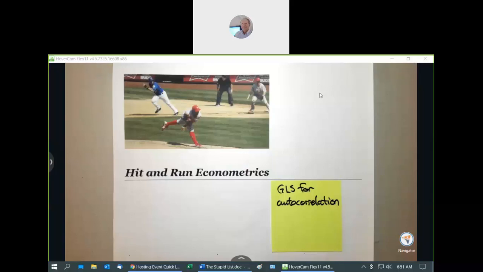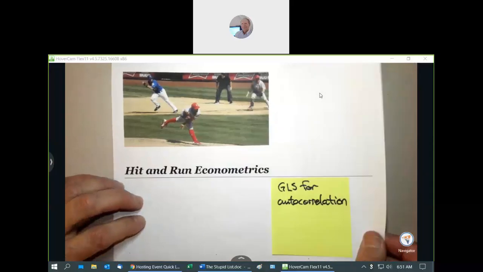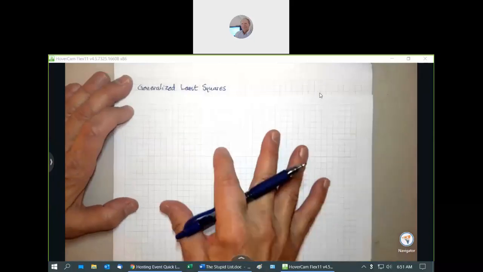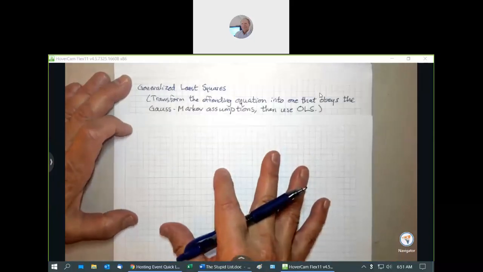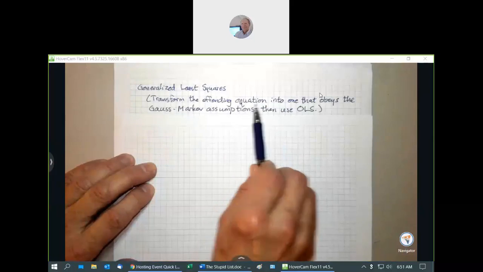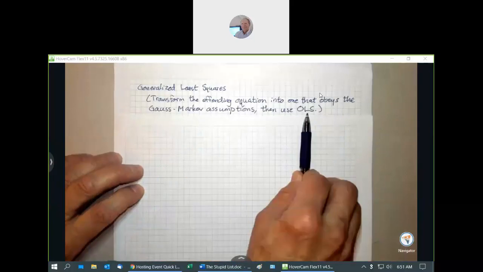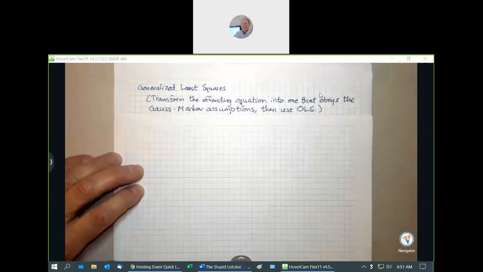This hit and run is on GLS for autocorrelation. In fact, we might say 2 cheers for generalized least squares. Generalized least squares involves this procedure. You transform the offending equation into one that obeys the Gauss-Markov assumptions and then use ordinary least squares. And then you get all the desirable properties of that ordinary least squares estimator there.